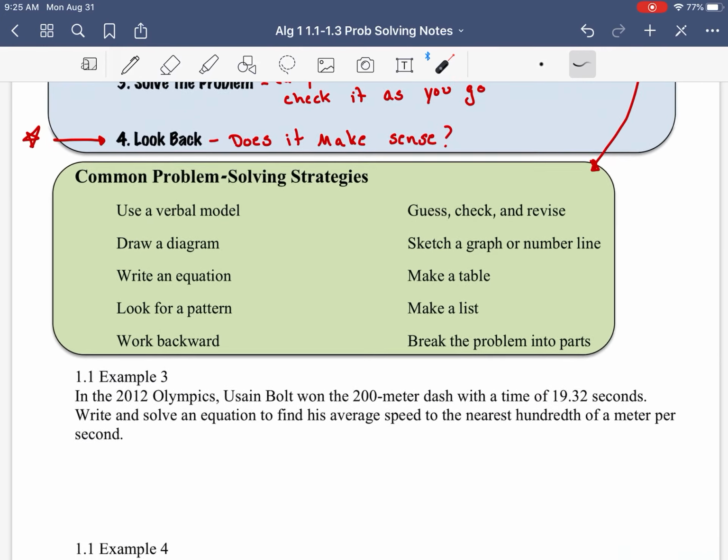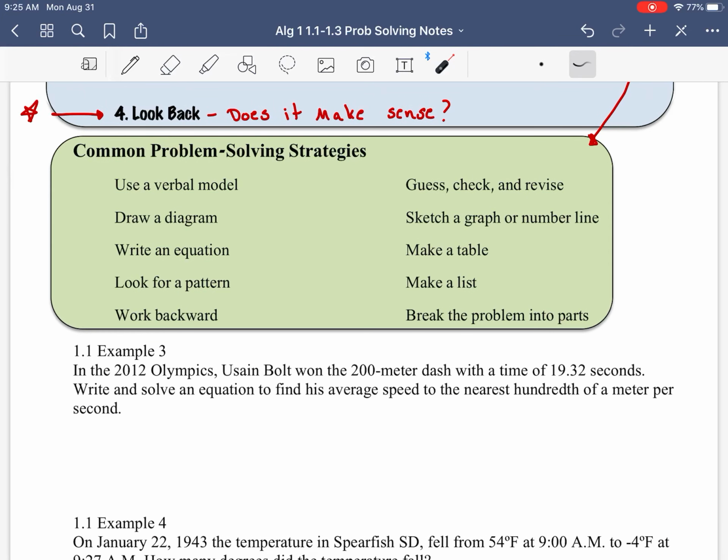Okay, so now let's look at some common problem-solving strategies. One is using a verbal model, which is kind of writing it out in words, using words and math symbols to create an idea of what's going on. Another very popular one is drawing a diagram. Sometimes you can go straight to writing an equation. This one is probably the least useful. Looking for a pattern: is there some pattern that you can extend out to work it out? Working backwards, starting at the end and working your way back to the beginning, can be helpful.